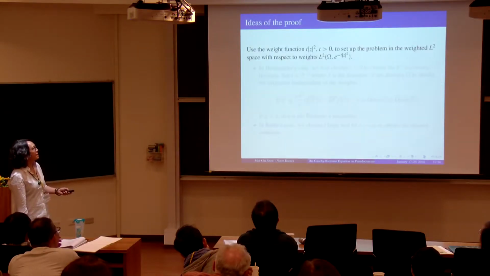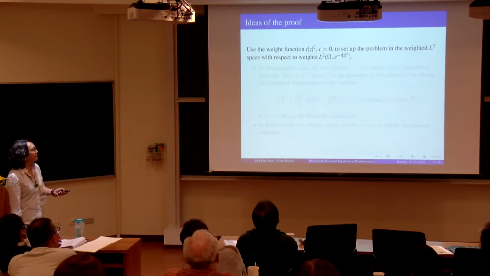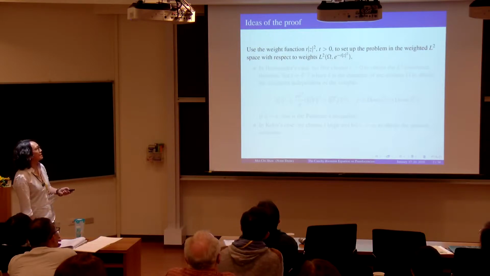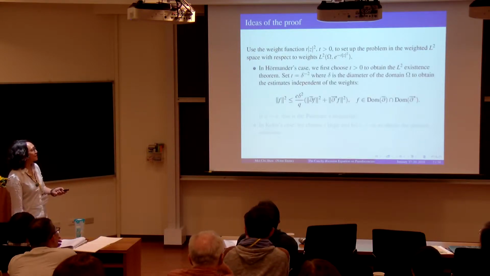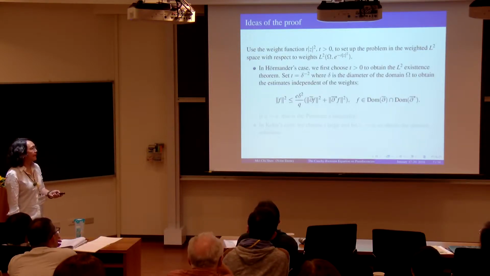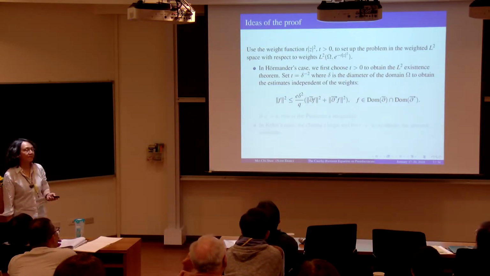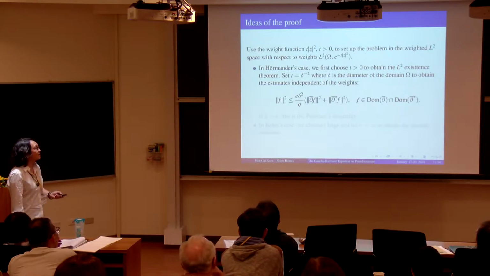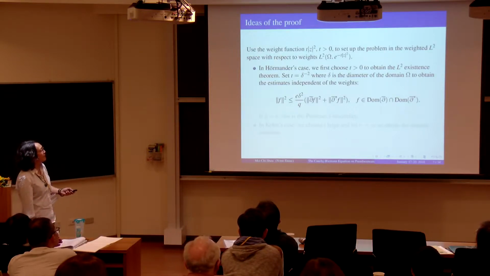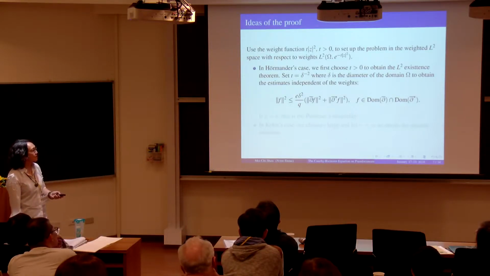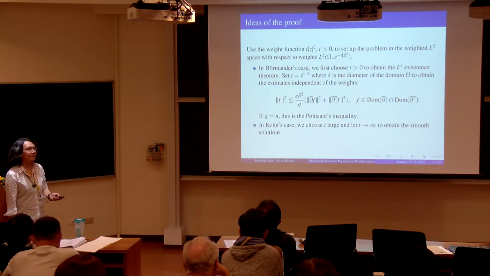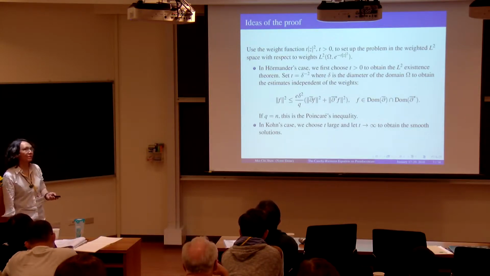And the proof of this theorem is based on the weighted L2 method. So this is the key basic estimate. Suppose we have f in the domain of d-bar and d-bar star, Hörmander derived a beautiful estimate that the d-bar f norm and d-bar star f norm is bounded from below. And when q equals n, this is exactly our Poincaré inequality.